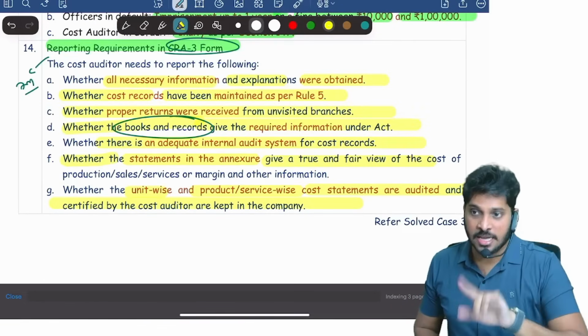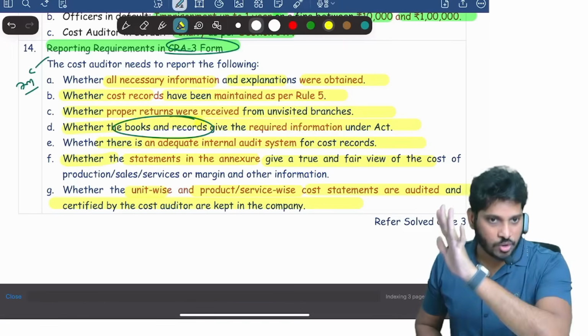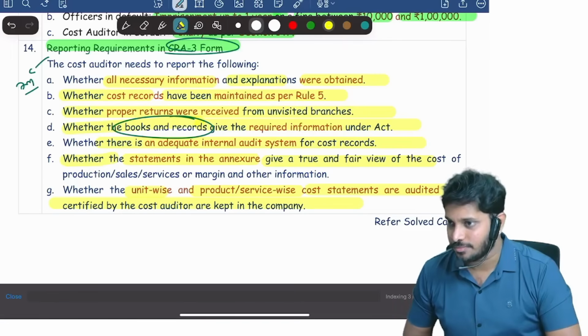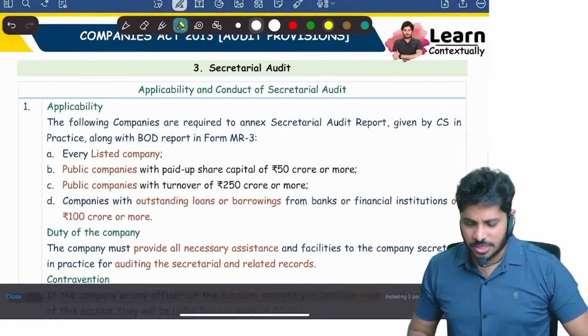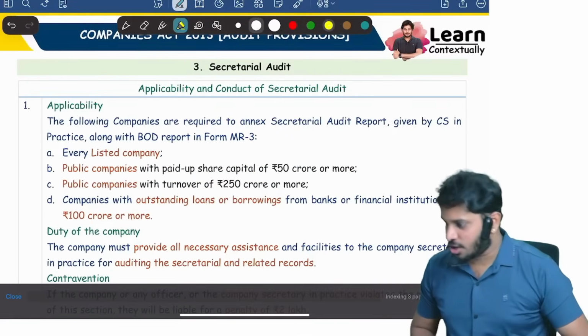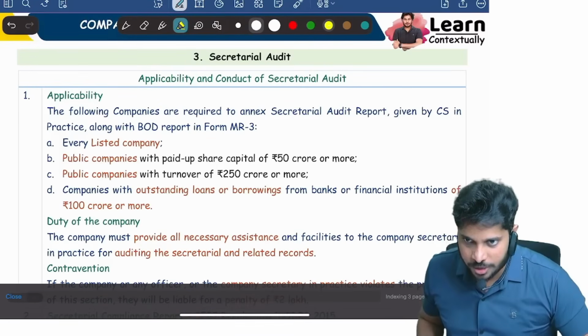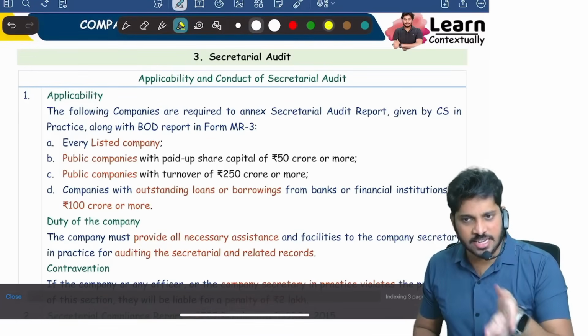And don't think that since it came in the last attempt, they will not ask next time. There is no guarantee like that. Are you clear? With this, the cost audit segment is completed. Confident until now? Now, I will finish secretarial audit also. We'll finish secretarial audit and then take a break and come back.